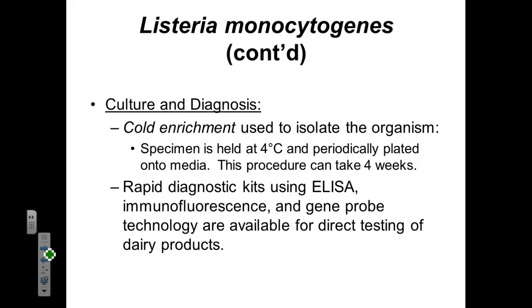To culture this pathogen, we use a cold enrichment plan. So we'll take the specimen and hold it at 4 degrees Celsius and periodically plate it on media. This procedure can take 4 weeks, but this pathogen can grow at these cold temperatures, whereas most other pathogens will not be able to grow at these cold temperatures. So it will still be able to preferentially out-reproduce and out-compete the regular pathogens that are the mesophiles, as opposed to being a psychrophile. To confirm a diagnosis, we can use a rapid test kit with an ELISA. We can also use immunofluorescence or gene probe technology for direct testing of the dairy products.